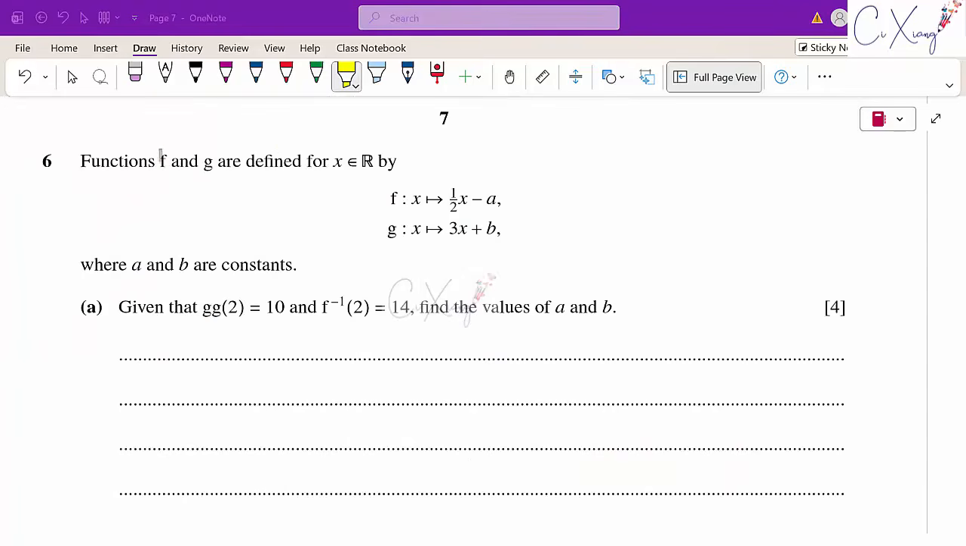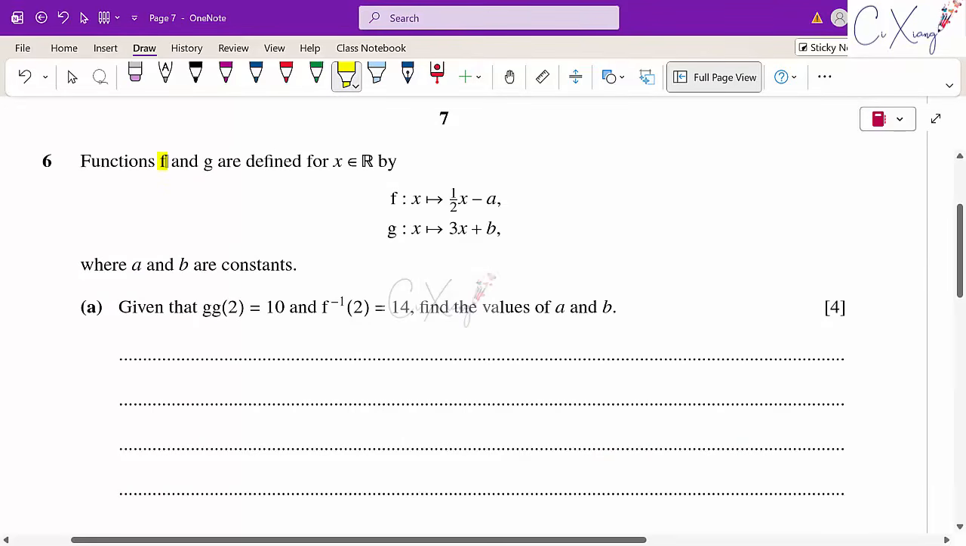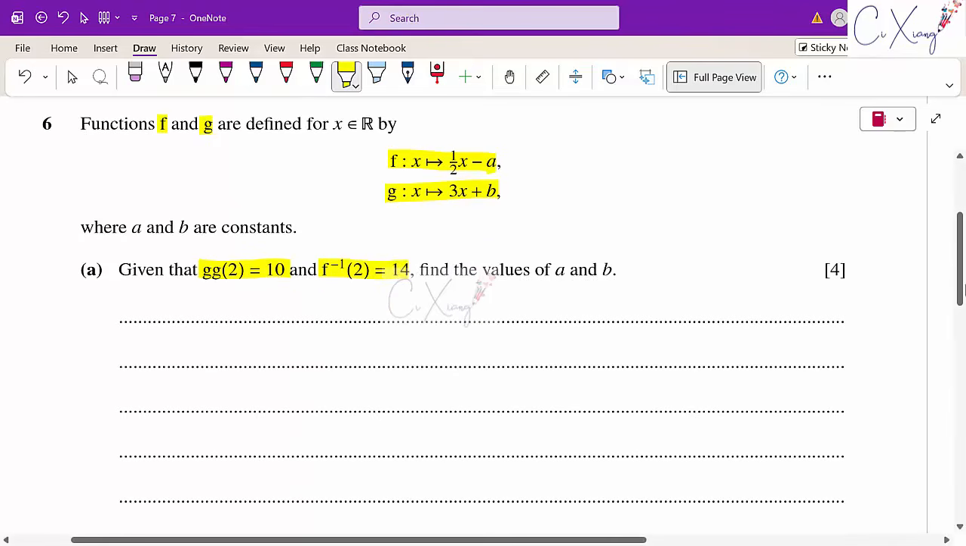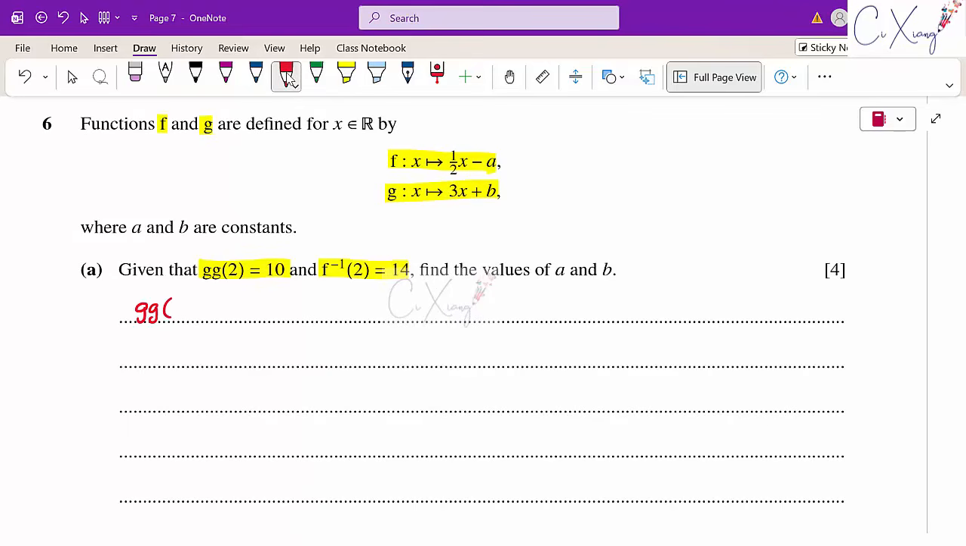Question number 6, we are given the functions f and also g defined in such way, all right? Then a and b are constants. We are given the composite function gg2 equals to 10, f inverse 2 equals to 14. Find the values of a and also b. All right, so this question is mainly talking about the composite function. So let's start from the information given by the question first.